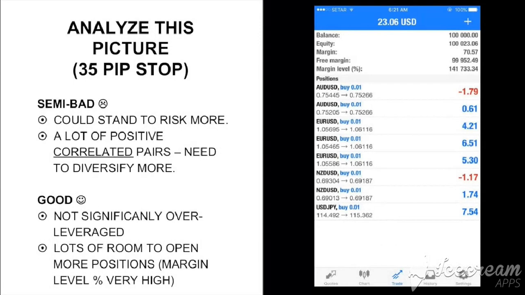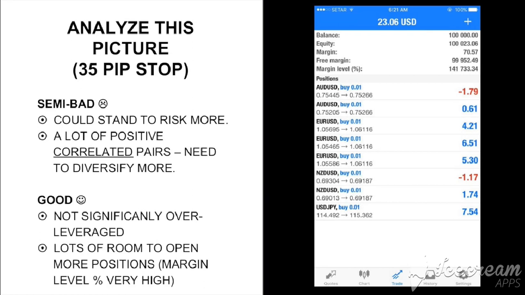We're getting better. Now, again, 35 pip stop required for this one. What's semi-bad? They actually could stand to risk more. They're doing so well, they could actually stand to risk more. There's a lot of positive correlated pairs, meaning when I say positive correlated pairs, they have a lot of pairs that move the same way. For example, they've got Euro USD in there, and they've got AUD USD, and they got NZD USD. And if you place the buy in all of them and they're going up, all of them are going to go up.